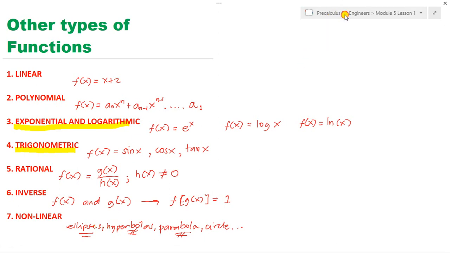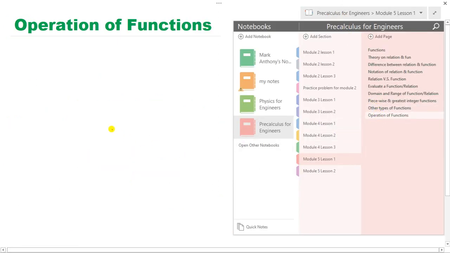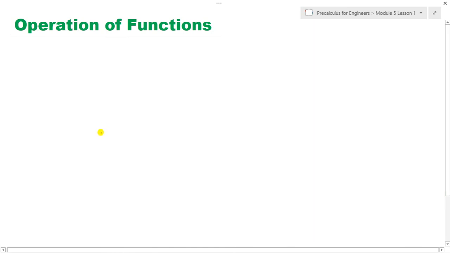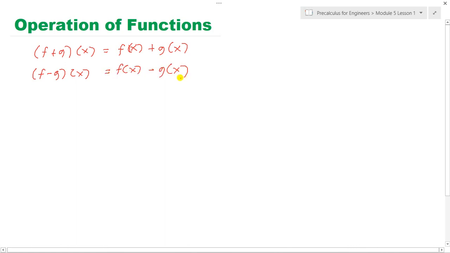So let's proceed to the operations of functions. In operation of functions, we have 5. The first one is addition. So let's say if we add two functions, f and g. This is the notation: f plus g of x is just the same as f of x plus g of x. And for subtraction, we have f minus g of x is just the same as f of x minus g of x.